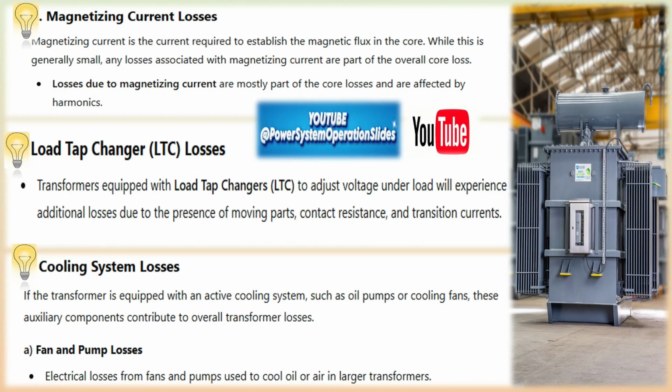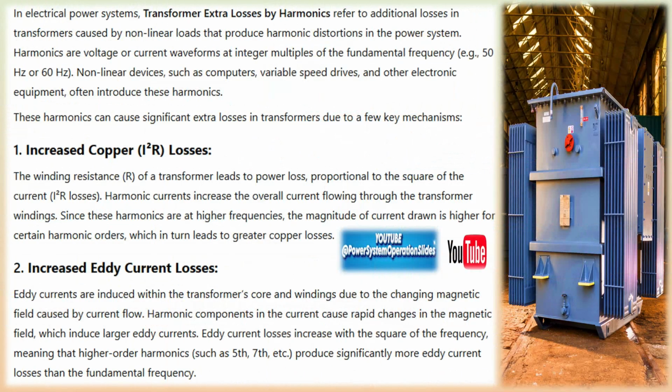Magnetizing current losses. Magnetizing current is the current required to establish the magnetic flux in the core. While this is generally small, any losses associated with magnetizing current are part of the overall core loss. Losses due to magnetizing current are mostly part of the core losses and are affected by harmonics.